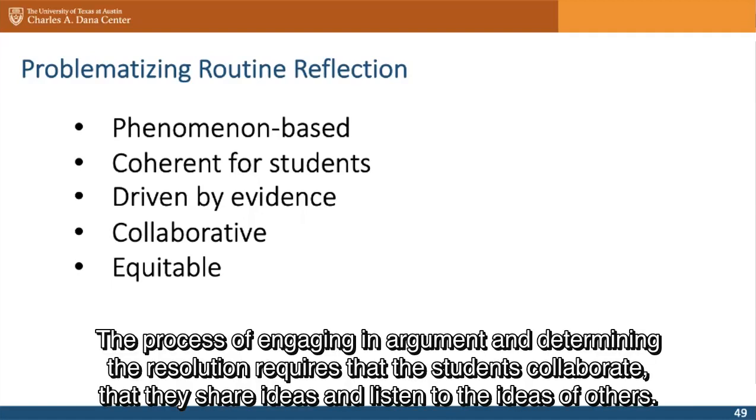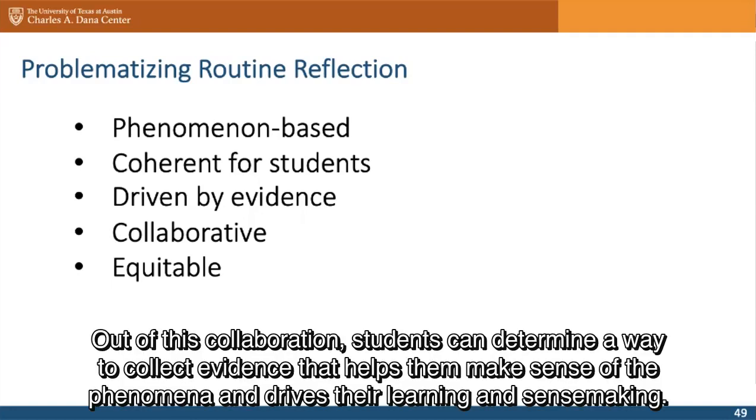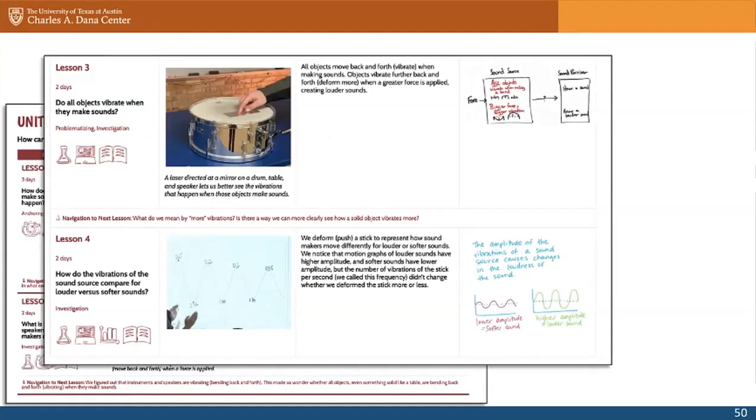The process of engaging in an argument and determining a resolution requires that the students collaborate, that they share ideas and listen to the ideas of others. Out of this collaboration, students can determine a way to collect evidence that helps them make sense of the phenomena and drives their learning and sense-making.